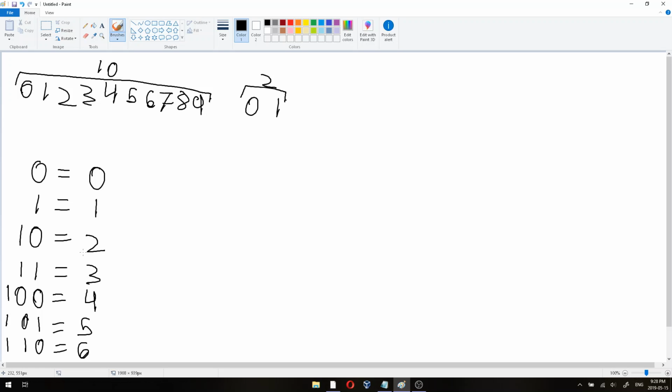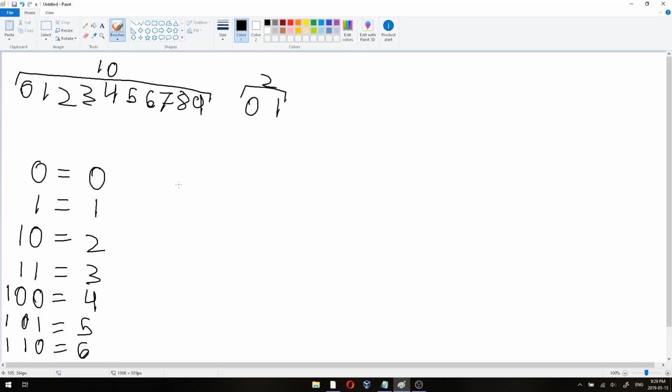There's only one more pattern you need to realize, is that when we hit 10, that's equal to 2, but when we hit 100, that's equal to 4. Now, we have 10 digits in our system, so when we hit 10, well, that's a power of 10. When we hit 100, that's also a power of 10. And when we hit 1,000, that's another power of 10, and 10,000 and 100,000, a million, and so on.